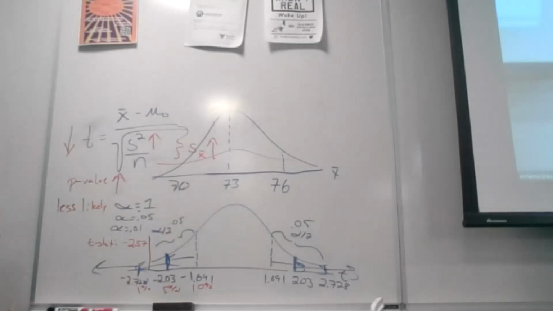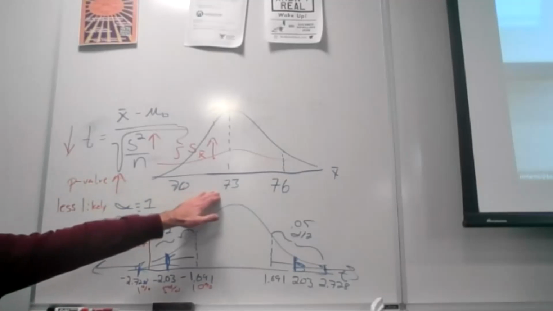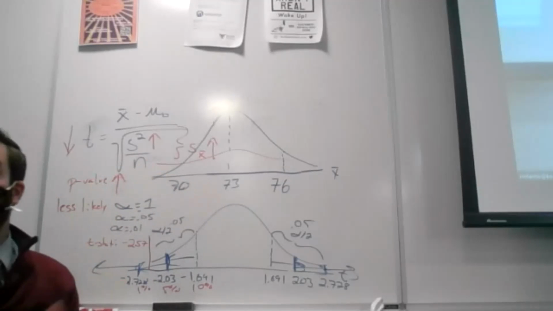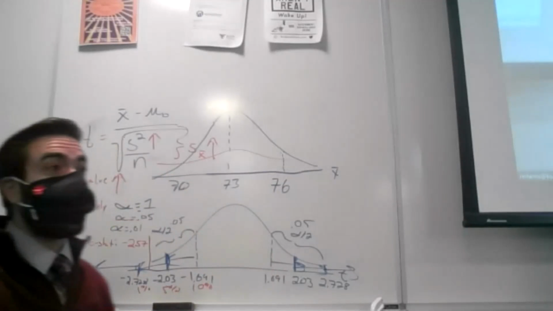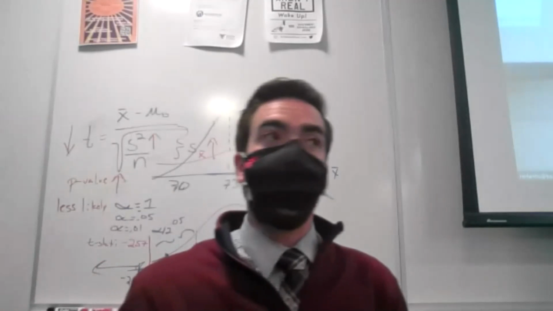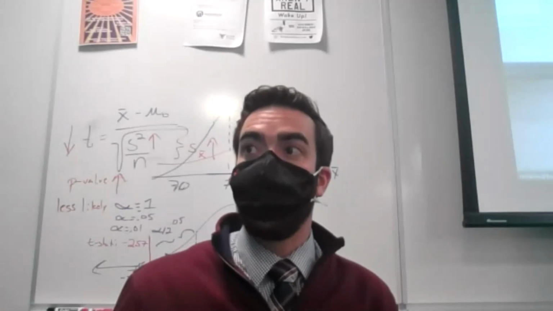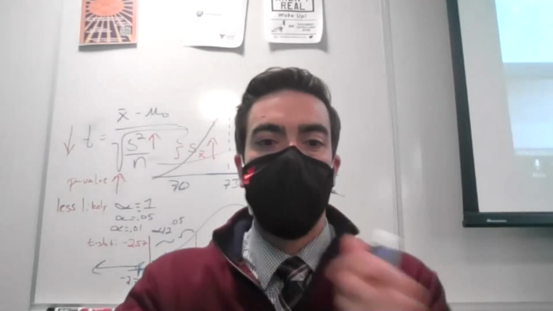Because both of those are evidence equally as damning of the assumption that we made, right? It's just that one happened to be on the other side. But we didn't care what side it was on. We just want to know, is it different than 73? So if we see 76 or 70, that's the same amount, or you can think about it as the same intensity of evidence that goes against that assumed true value.